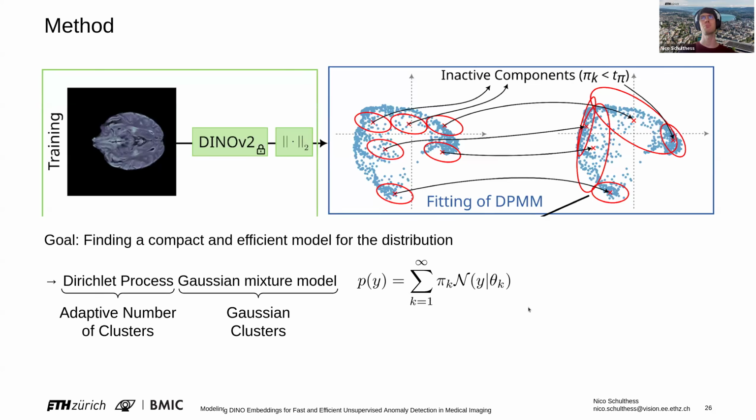So this is how the probability distribution looks like. Y is a feature vector, and this is essentially a mixture of Gaussians. The only difference at this point between this and the standard Gaussian mixture model distribution is that there are infinitely many clusters. But how this works, we will see in a bit.